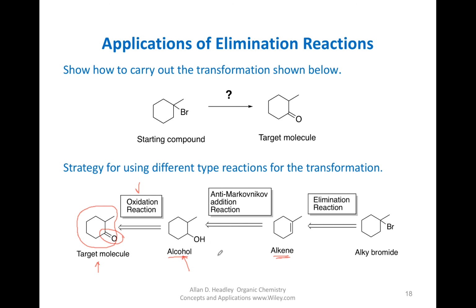By hydration, in this case, remember there are two types of addition. One is the Markovnikov addition, and the other one is the anti-Markovnikov addition. In this case, you need to add your OH here, which would be the anti-Markovnikov addition. So if you had this alkene, you can make that alcohol. How do you make this alkene? If you had this alkyl bromide, you can do an elimination reaction to make that alkene.